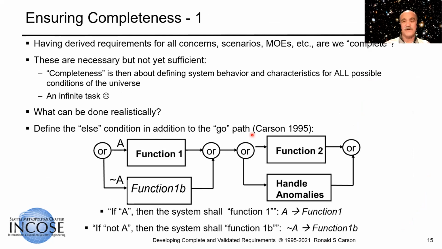So how do we ensure completeness? Here's a couple of steps. Having derived the requirements from the concerns and the scenarios and the MOEs, are we complete? And you already know that the answer is probably not. Those are necessary, but not sufficient to guarantee that, because as I said earlier, completeness is about defining the system behavior and characteristics for all possible conditions of the universe, which is an infinite task. So what can you do realistically? This is the else condition I alluded to earlier.